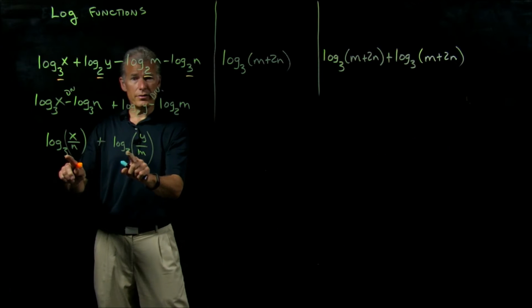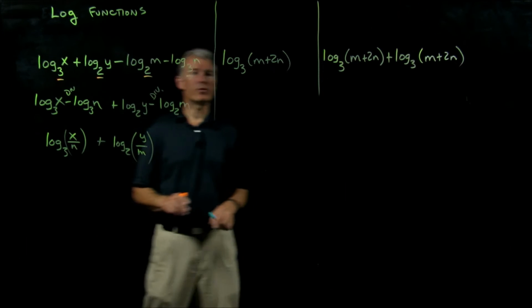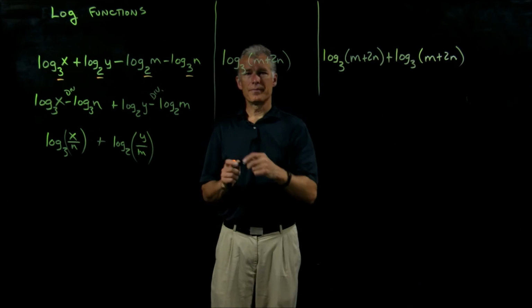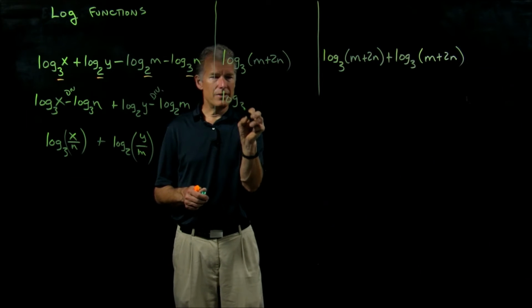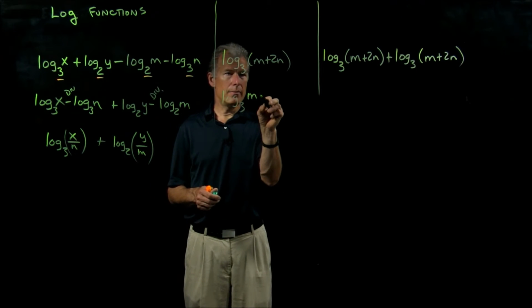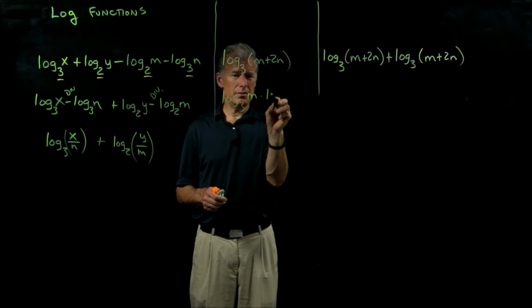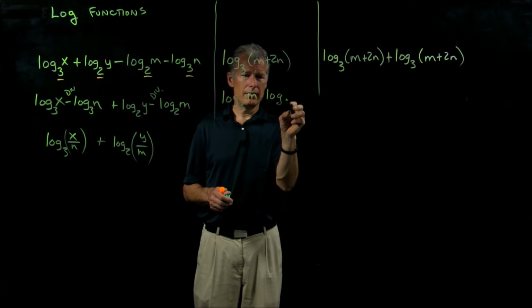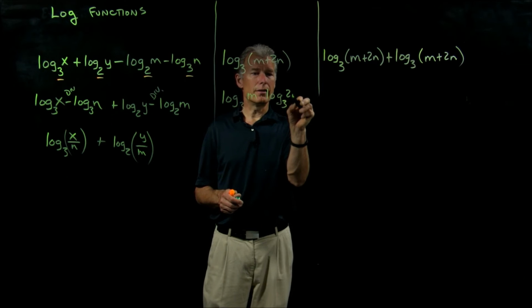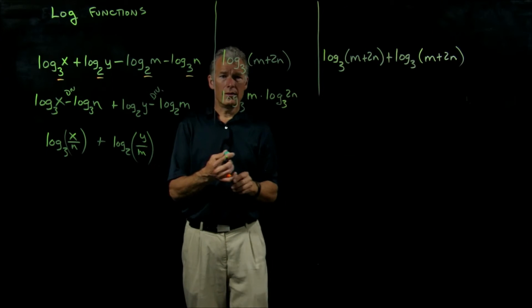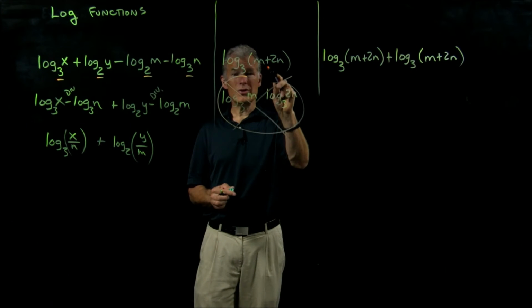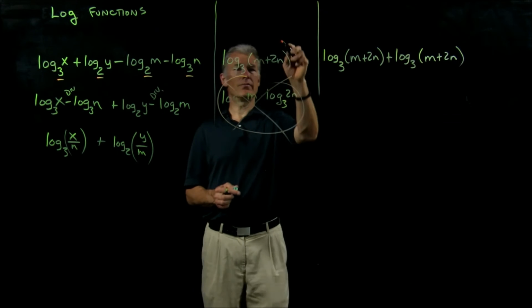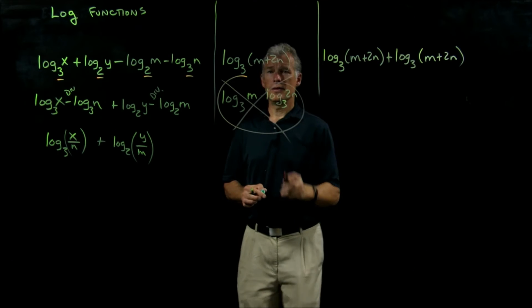But since these are different bases, we can't combine those. Now how about this one? How many of you are tempted to do this? Log base 3 of m times log base 3 of 2n. Anyone tempted to do that? So this is not correct. This one you can't actually do anything to. It's fine the way it is.